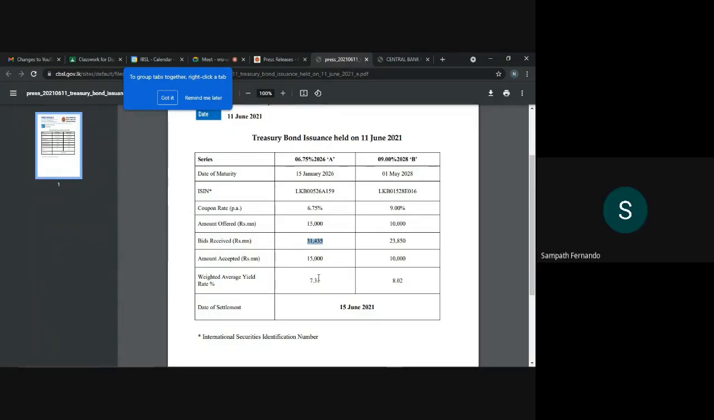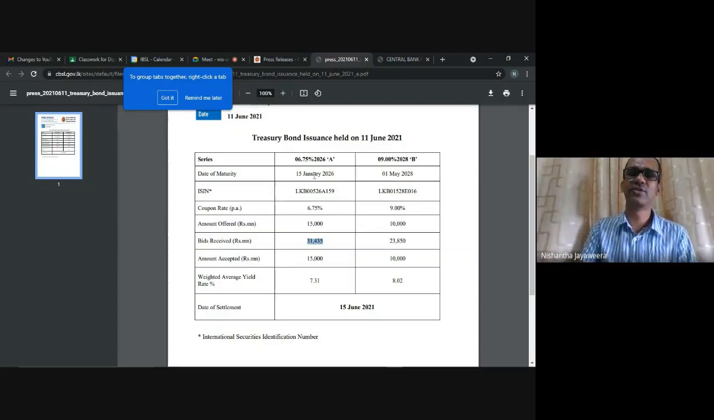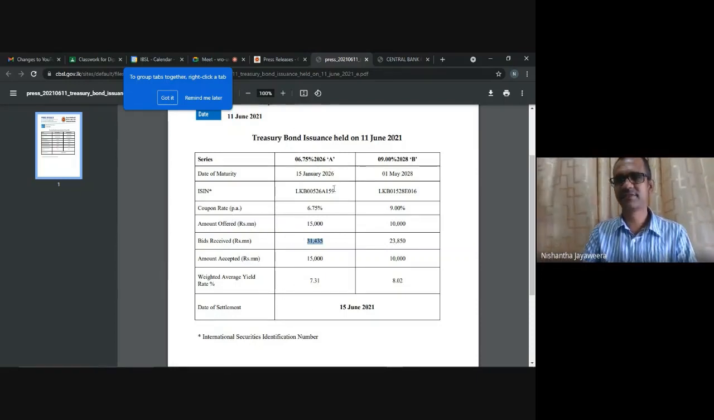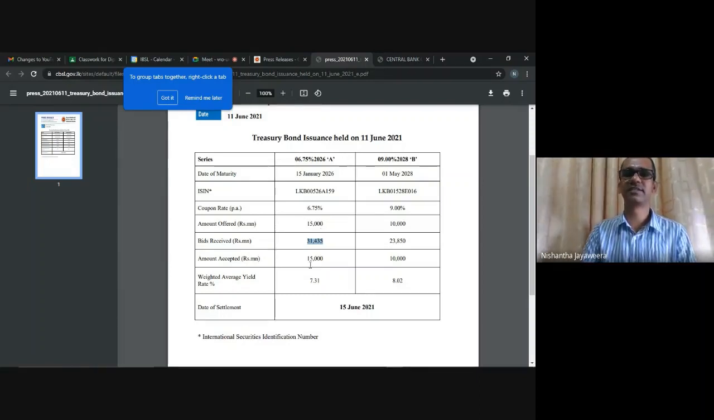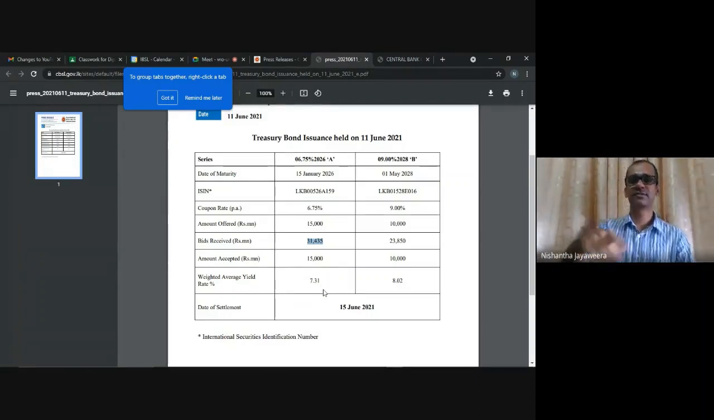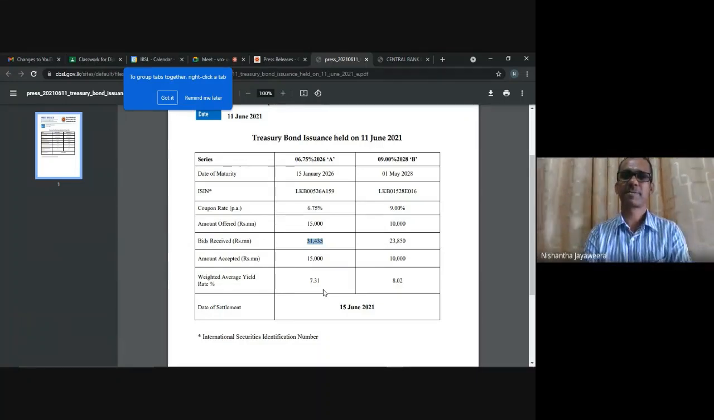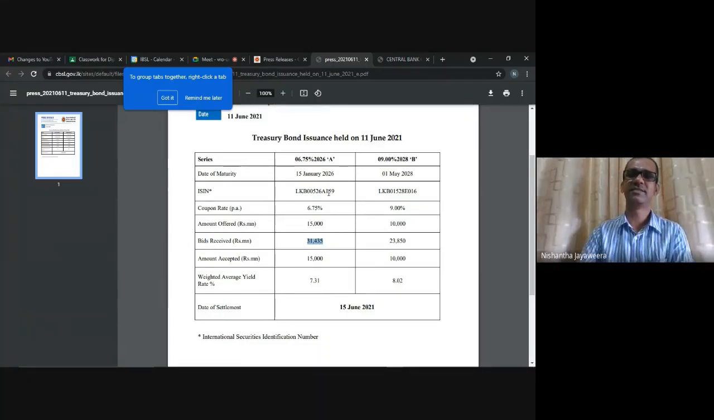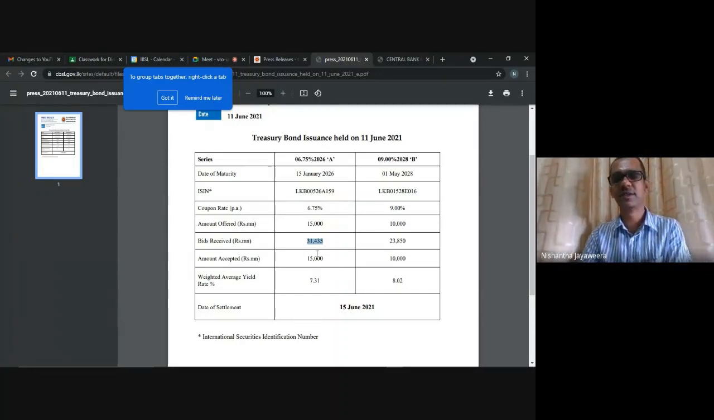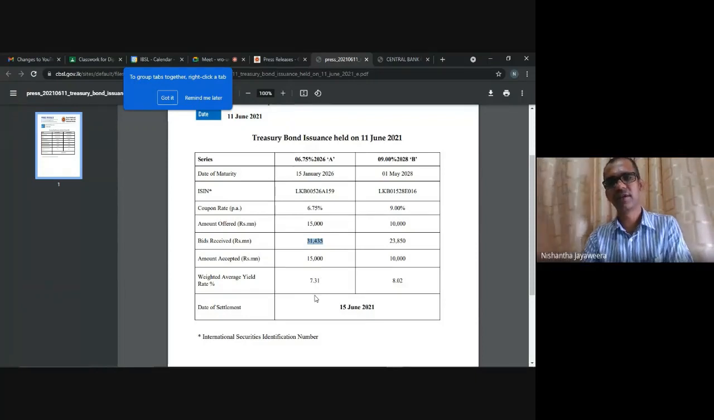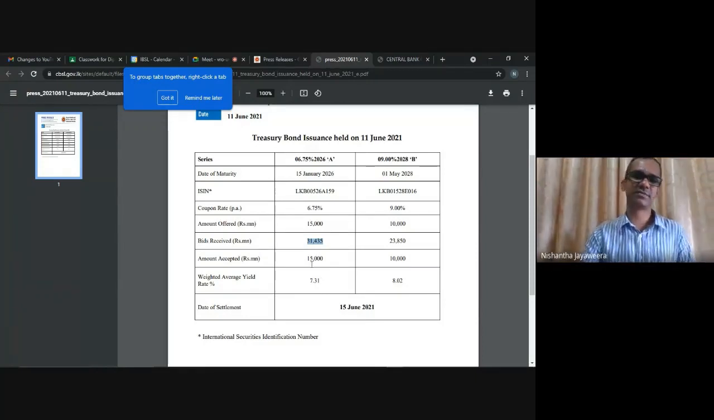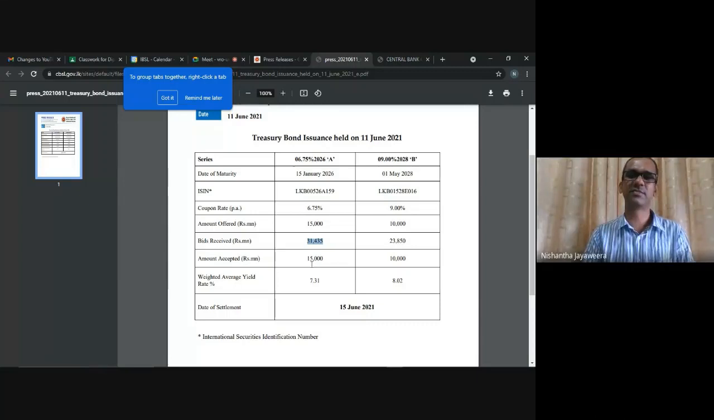The other thing is, banks can take this information and try to work out the price. What is the price and what is the amount that the government borrows? In this issue, the government won't get 15 billion, because this is the face value. This is at a discount, so the government won't get 15 billion but a lesser amount than that. Yes, go ahead.